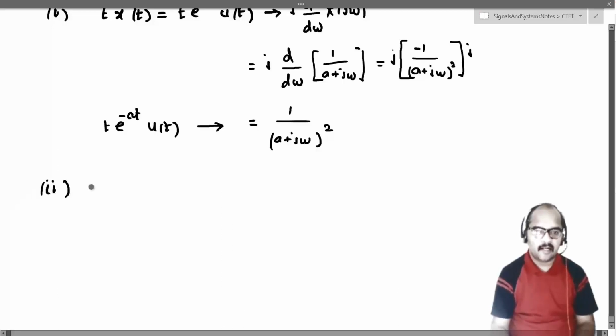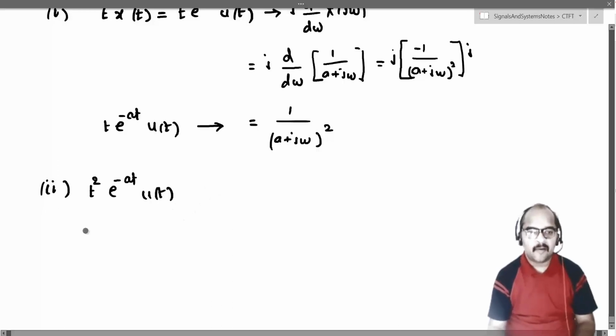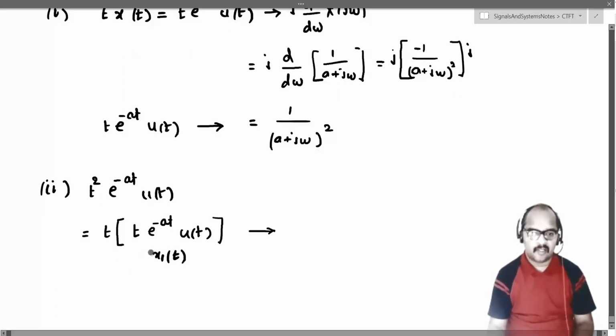Next, let us take the second example, which is t square e power minus a t u of t. We want to find the Fourier transform of this signal. But this can be written as t times t e power minus a t u of t, correct? And how is this looking again here? This is looking like t times x1 of t, correct? So what will be the corresponding Fourier transform? j times d by d omega of x1 of j omega. But what is x1 of j omega? x1 of j omega is the Fourier transform of x1 of t, but what is x1 of t? t e power minus a t u of t. So for that we already know the answer to be how much? 1 by a plus j omega whole square.